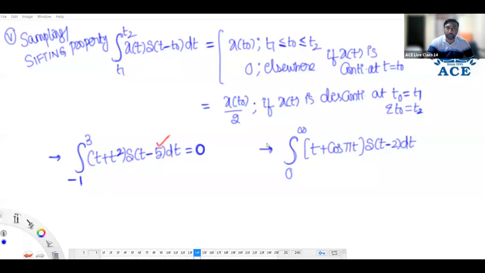Very good. Good response. Now, is the impulse within the limits or outside the limits? Within the limits. Directly substitute that instant. That is 2 plus cos 2 pi. Of course, it becomes 3. Directly substitute that instant because it is within the limits.